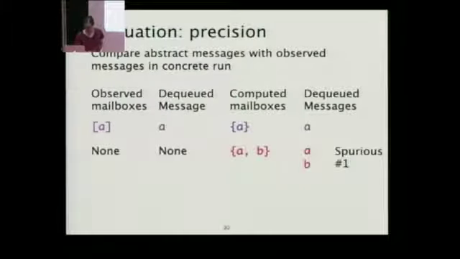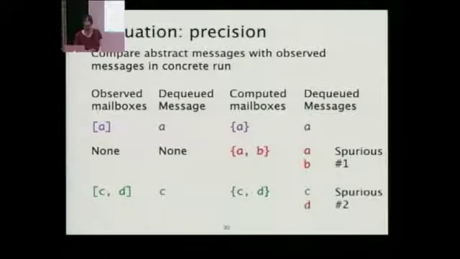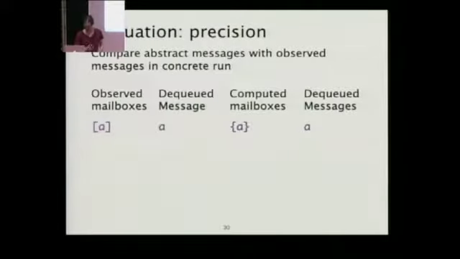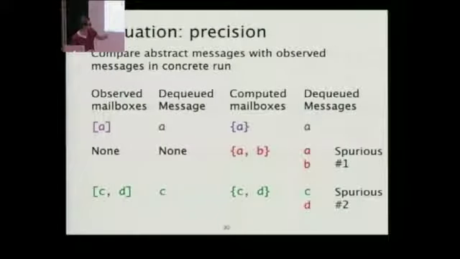That's fine. If we have a spurious mailbox, we have no concrete element corresponding to it. Every message that is extracted from this mailbox is a spurious message. If we have a correct mailbox computed by the analysis, but in the concrete we can extract only one message from the mailbox, in the abstract we may extract more than one message, and the ones that do not correspond to the concrete one, we count as a spurious message of the second type.